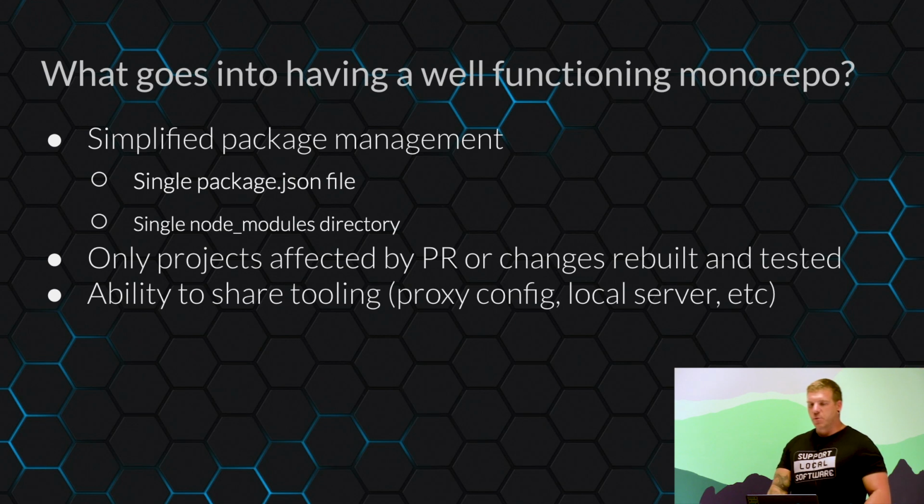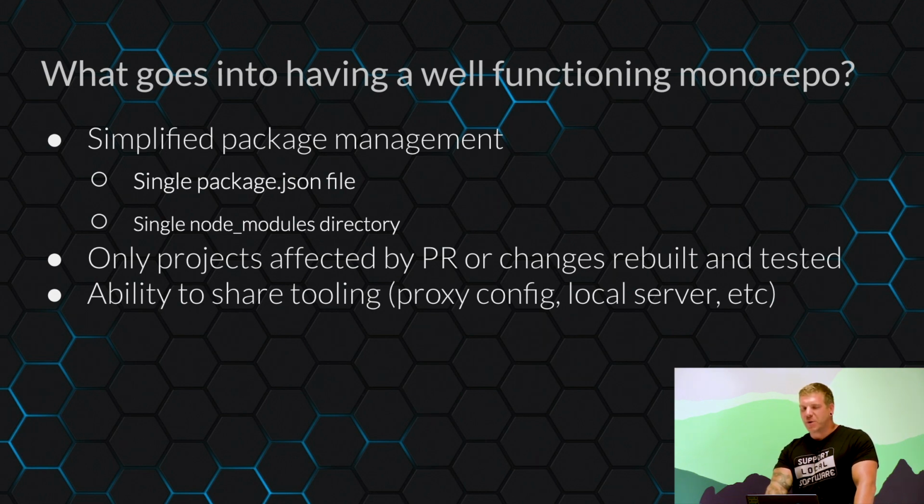Okay, so let's revisit what goes into having a well-functioning Mono Repo. Simplified package management. A single package JSON file that is the source of truth for all the projects that are running inside of your Mono Repo. A single node modules directory. So, when somebody decides they want to delete your yarn lock file and blow away the node modules and do a reinstall, you know who to go to, who broke all your projects.